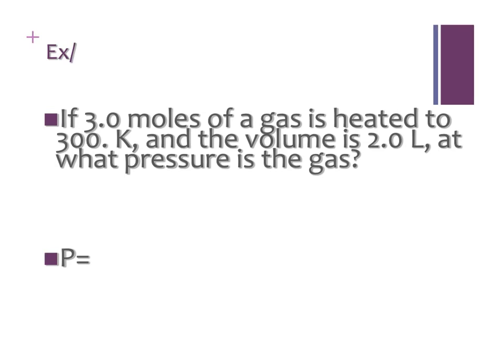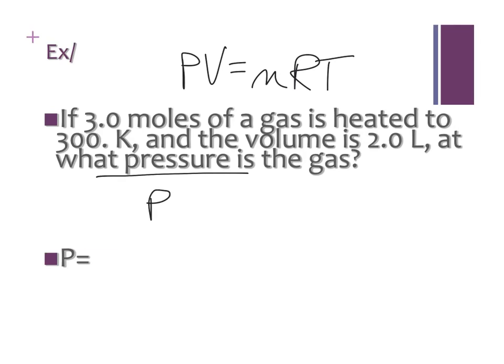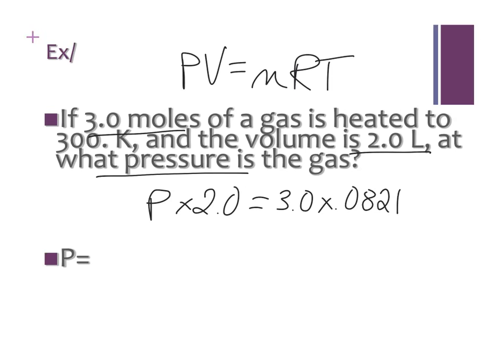Okay, so let's look at a sample problem. Again, our equation is PV is equal to nRT. So we're going to figure out what we know here. You see here, what's the pressure? That means P is our variable. For V, we know it has to be in liters, so that's already in the correct unit. N is moles, so 3.0. R we always know, 0.0821. And then T is already in Kelvin, so that's good.